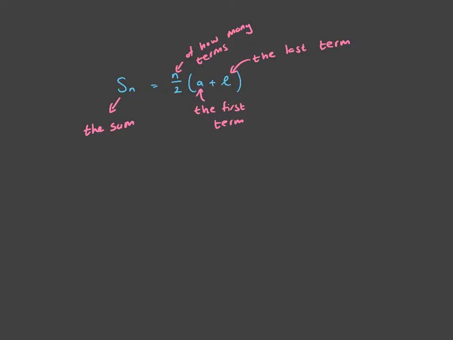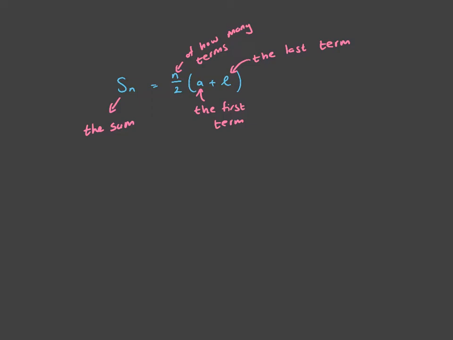So Sn is equal to n over 2 times (a plus L). Sn, of course, is the sum of a certain number of terms. n is the number of terms in the sequence that you're finding the sum of. a, of course, is the first term, and then L is something we haven't experienced before, the last term.